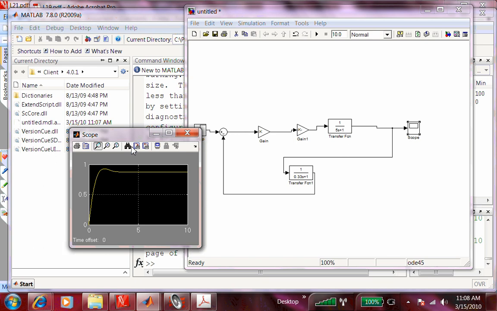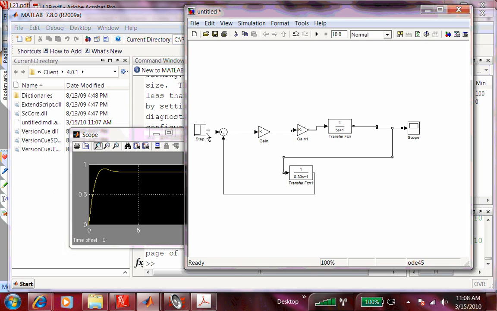But we know that a first order process should not have an overshoot, right? Why is there an overshoot? Because it's not a first order process. Even though the process itself is first order, when you put it together, the response we're looking at is the response between the outlet temperature here and the set point here.